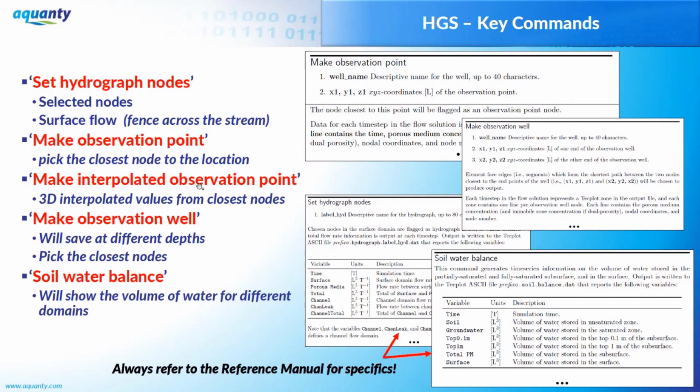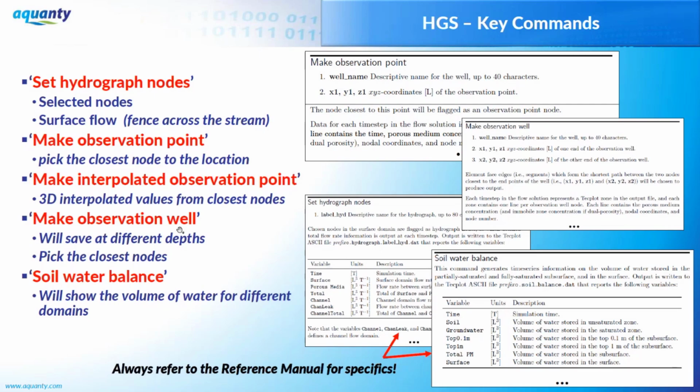Make interpolated observation point. In this case, what if your well or the area where you want to observe values doesn't fall on a node in your mesh? It falls in between. So you put your X, Y, and Z location in make interpolated observation point. In this case, HGS will look at all the closest nodes and calculate the values at the exact point interpolated from these nodes.